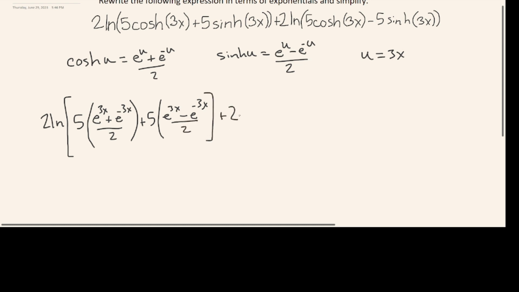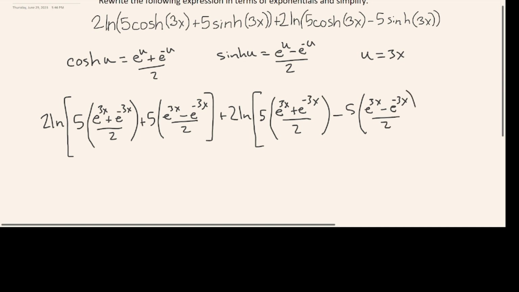Let's add this to the other natural log function. We get 2 times the natural log of 5 times e to the power of 3x plus e to the power of negative 3x divided by 2, minus, because remember that's the only difference between these two sides, is one's adding, one's subtracting. So we're going to subtract here 5 times e to the power of 3x minus e to the power of negative 3x divided by 2.